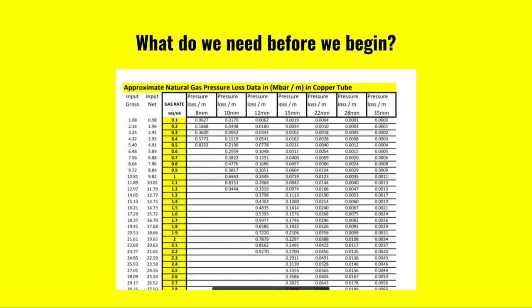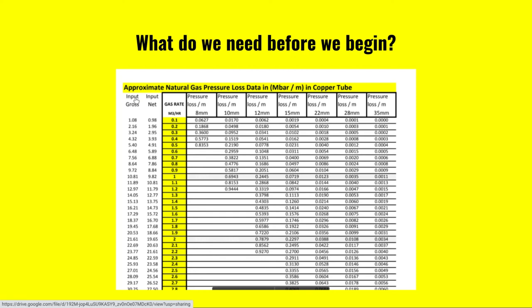So if we're having a look at pipe sizing, first and foremost we're going to need to look at this data table which establishes the pressure loss in millibar across the length of the pipe that we're going to be installing.